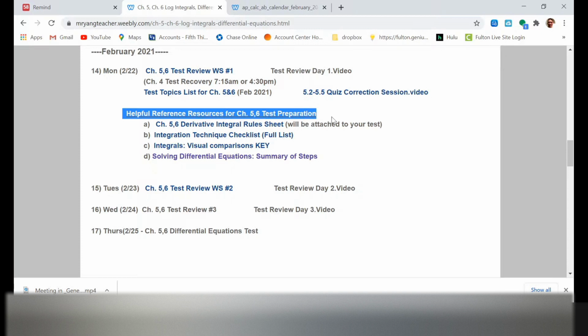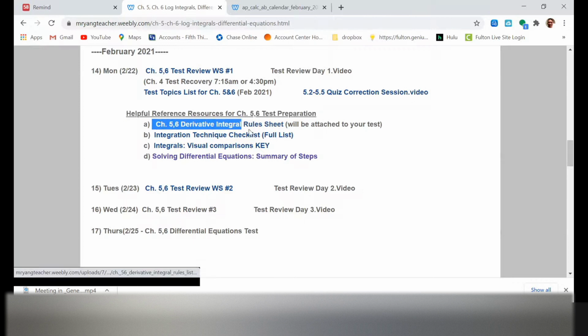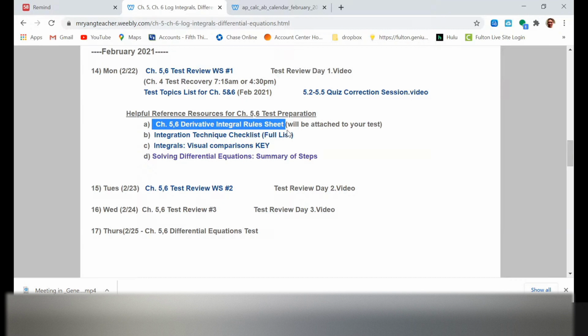Over the course of this unit, I also made these resources, these references that you may find helpful. So I just decided to combine them all together into one location, so it'll be easy for you to access them. First, I have the Chapter 5-6 derivative integral rule sheet. You can take a look at that, or print that out as you're working through your test review, I think that'll be good. But if not, I will be attaching it to your test, so you'll have a copy of that attached to your test.